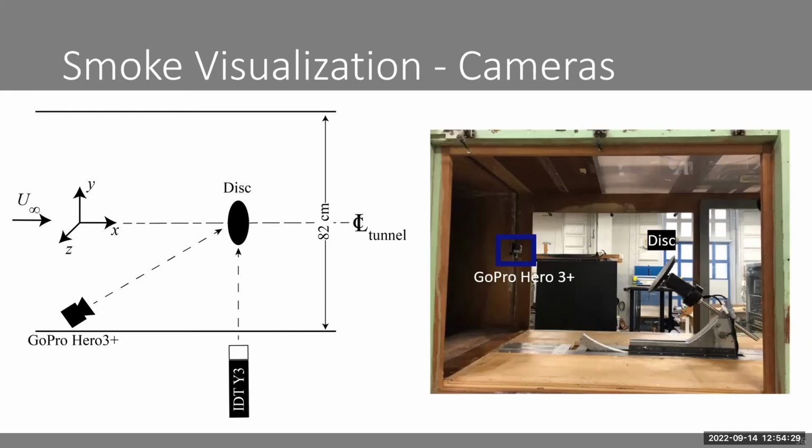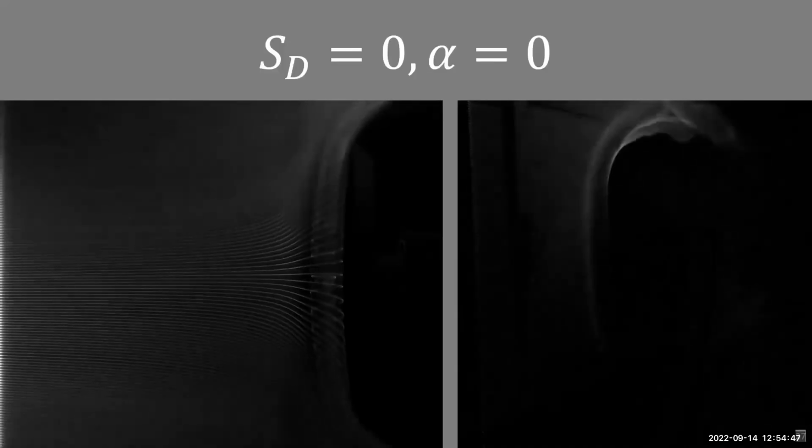Because of the three-dimensionality of this flow, we use a second camera angle. So we're mounting a GoPro Hero 3 Plus into the test section, and this allows for an inclined upstream viewing angle of the disk that will be a nice tandem with the other streakline images.